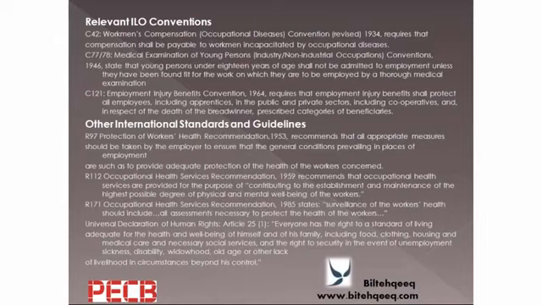And there are also some other international guidelines: protection of the workers, and the next is occupational health service recommendations. These are all related to worker health and safety, and it is basically the responsibility of the organization to protect the workers from any accident and provide them a good working environment.